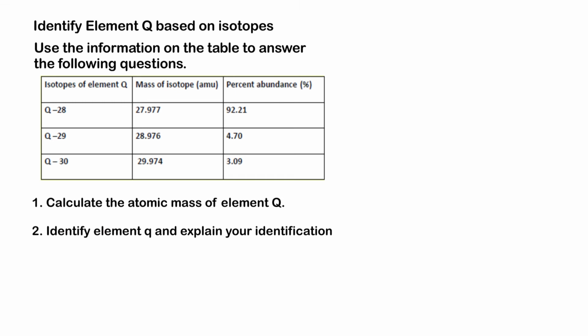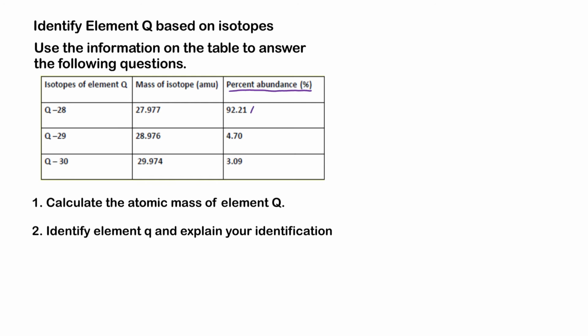So let's go ahead and look at another practice problem. Here we are trying to identify an unknown element referred to as element Q based on the 3 isotopes and the information given about those isotopes in the table. So just like our last practice problem, the first step is going to be taking these percent abundances that we see in the table and converting them into a relative abundance.